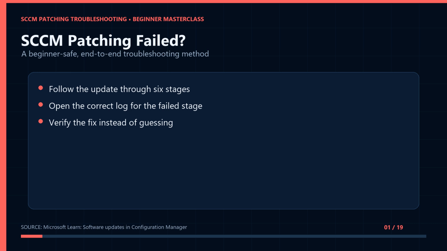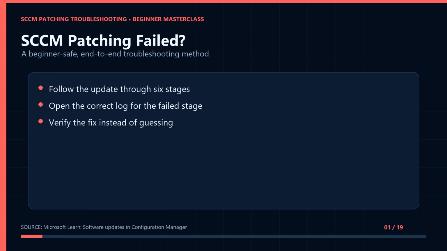Example 3, the deadline passed but installation is waiting. Read Updates Deployment and Service Window Manager, then compare maximum runtime with the remaining maintenance window. Notice the pattern, identify the failed stage, open the stage-specific log, capture evidence, make one controlled correction, trigger only the relevant cycle, and verify both endpoint and console state.